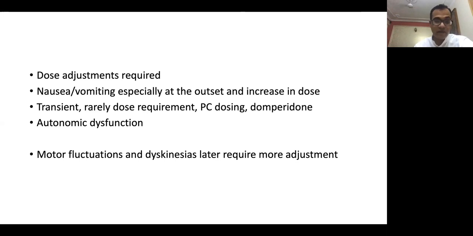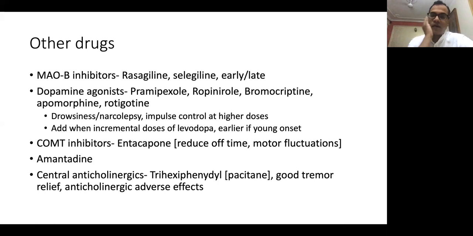Other drugs which are helpful are MAO-B inhibitors. They have a mild response. They will reduce tremor and bradykinesia, and that's why they are really helpful. Generally, they are prescribed early in the disease. Later on, they may not be as helpful, but sometimes we have to continue those.